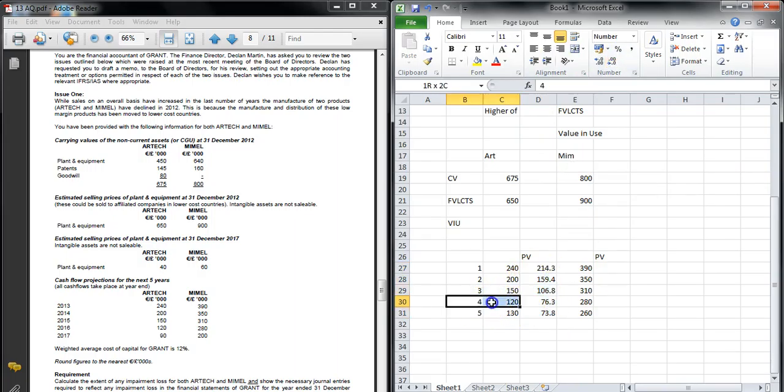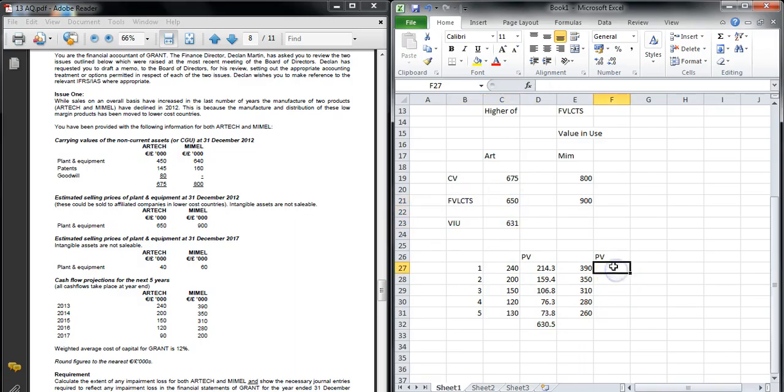So the present value, for example, in year 4 will be the year 4 cash flow over 1.12 to the power of 4. And if we add those up, giving the present value of all the future cash flows is 630.5. So we'll use that as a value in use, and we'll put that up there as 631 to round. So we can now compare these two to figure out what the recoverable amount is.